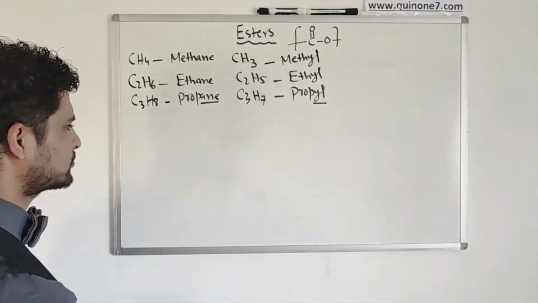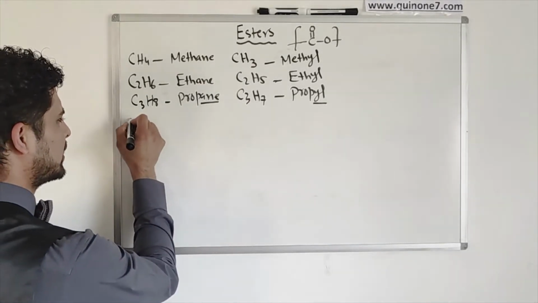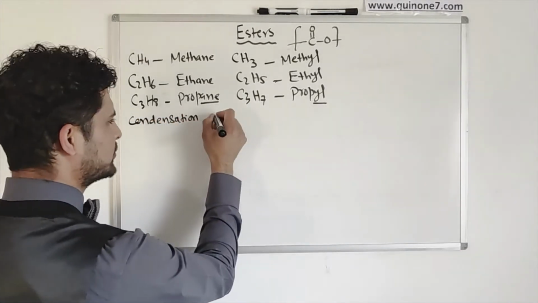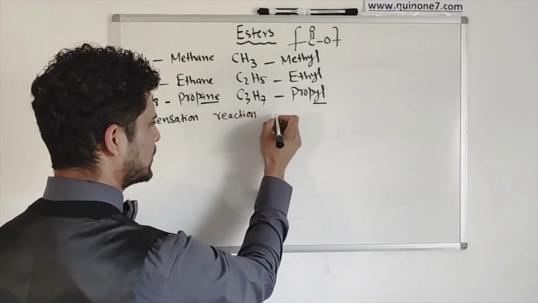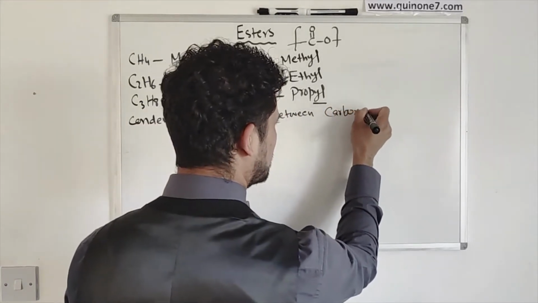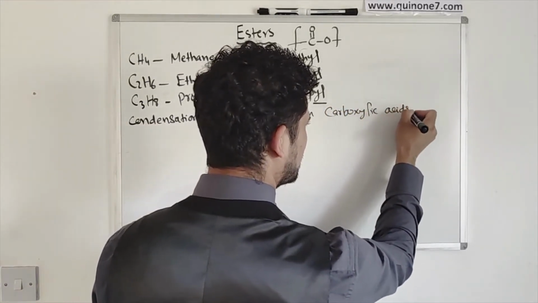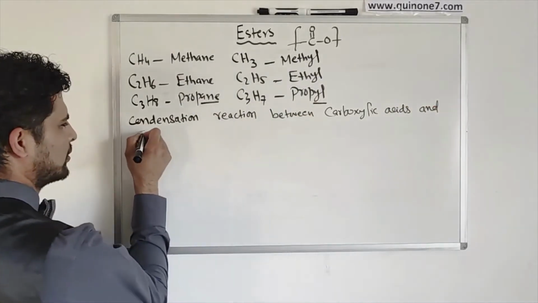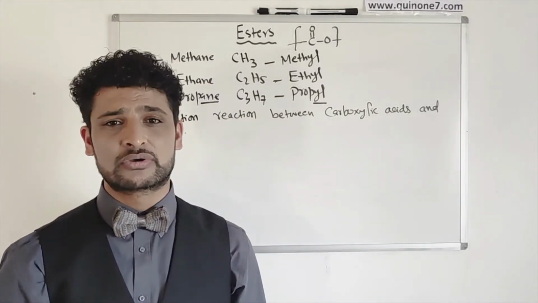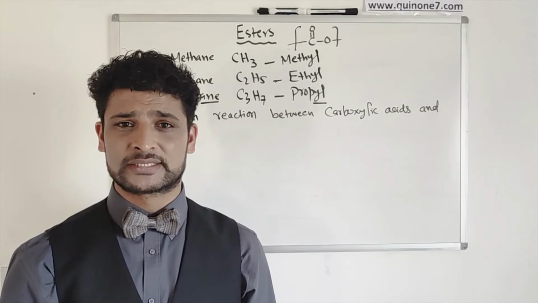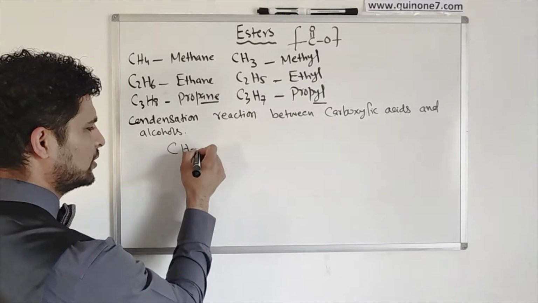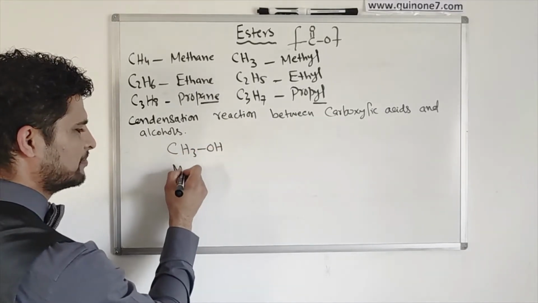Let's have a look at the structure. Esters can be made by a condensation reaction between carboxylic acids and alcohols. You have just recently, in the previous video, done alcohols, how you name them, and carboxylic acids as well. Let's have a look. One of the simplest ones is CH3OH, which is methanol.